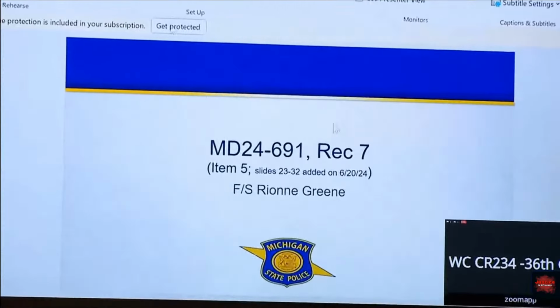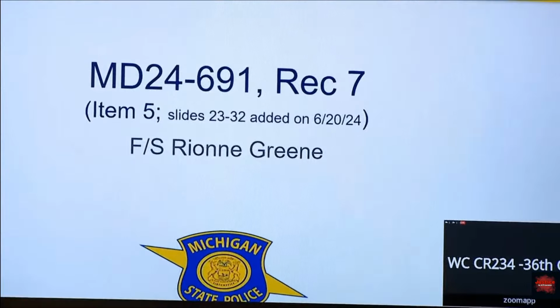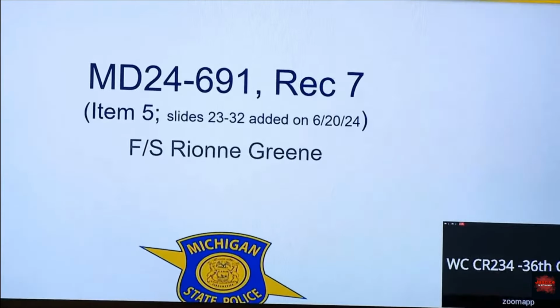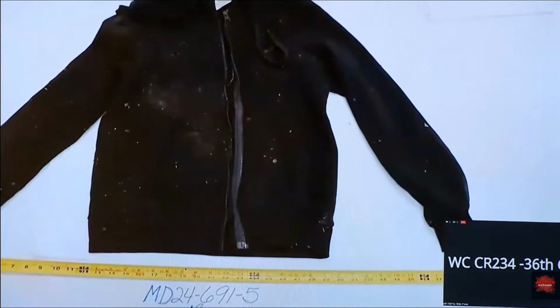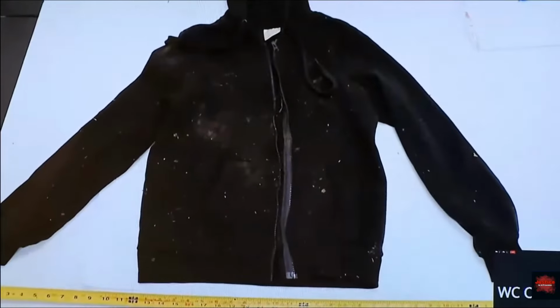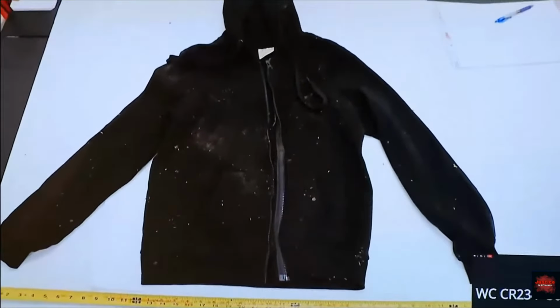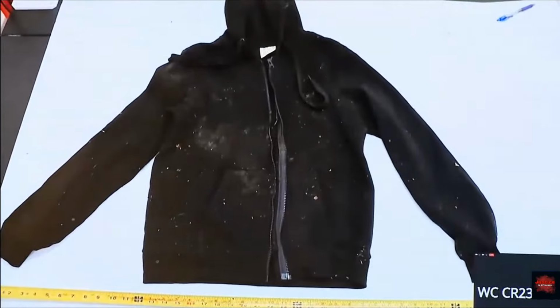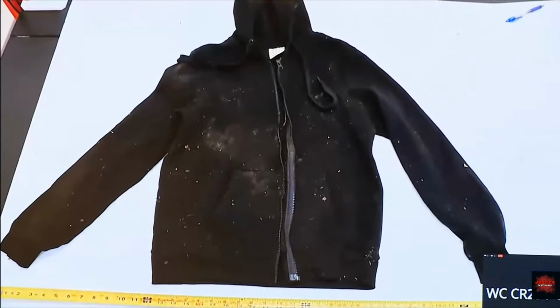And looking at the first slide of 44 that's on the screen, can you tell us, is this just the same cover page? Correct. And going to the second slide here, what are we looking at in this photo? This will be the front of the black hoodie if worn. And is this before any testing had been done? Yes.